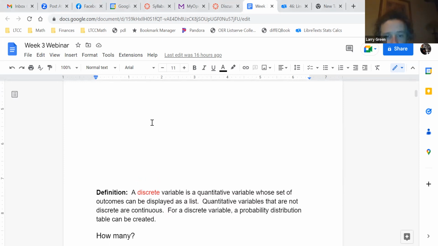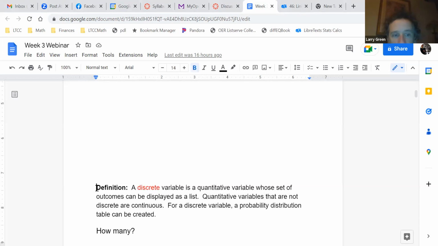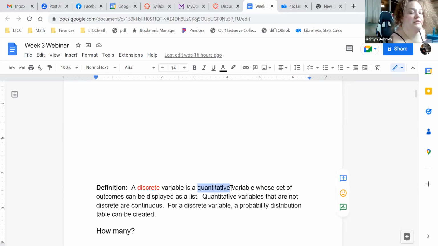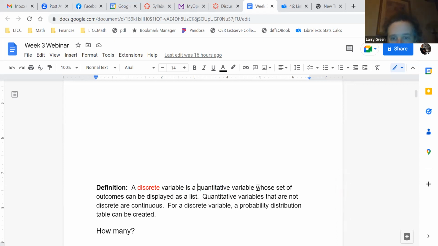And let me remind you, this came from chapter 1, but we're back. And that is a discrete variable. A discrete variable is a quantitative variable. Who remembers quantitative? Very important word in this class. What's quantitative mean? Number. Yeah, it means that the answer to the survey question or what you're writing down after looking at the tree or something will be a number and not a word. So first thing, it's a quantitative variable. And the set of outcomes can be displayed as a list.